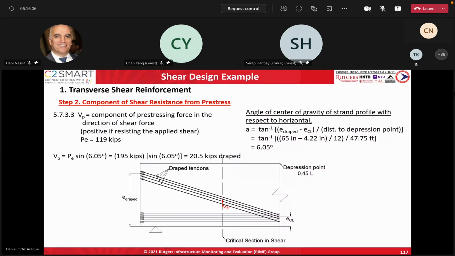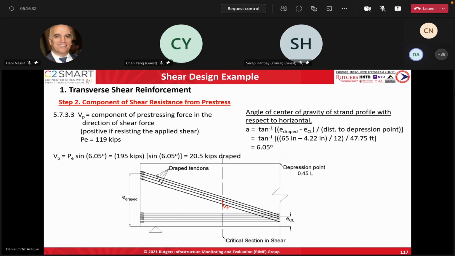Now the second part for the transverse shear reinforcement is to calculate the component that contributes to the shear on the pre-stressing tendons. The only ones that contribute to the shear are the draped tendons. So we're only going to use these 8 tendons, right? We calculate the Pe, the force in these tendons, at 119.